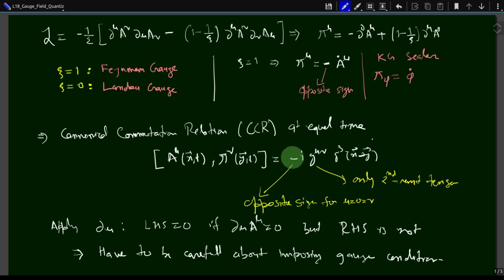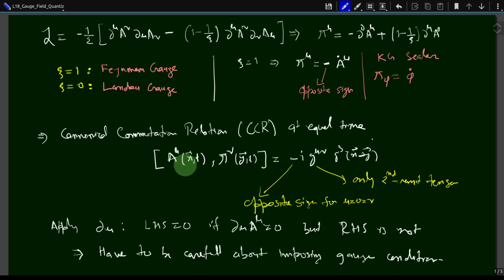If I don't have this minus sign over here, then a0 pi 0 will have the correct sign, but all the AIs will have the opposite sign. Okay, so here we cannot do much. G mu nu is the only second rank tensor that we have which is Lorentz invariant, or Lorentz covariant tensor, I should say.